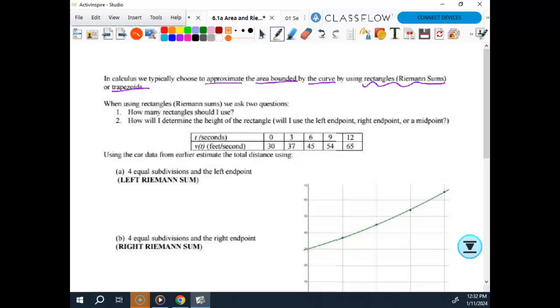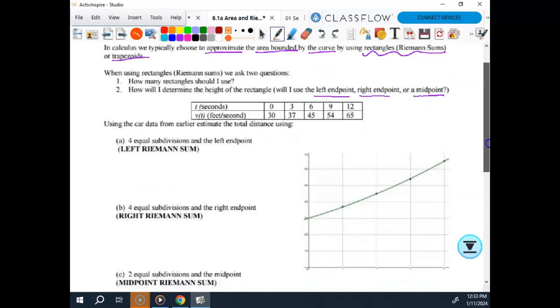Will I use left endpoint, right endpoint, or midpoint rectangles? So it's important that you know the differences here. It's also important that you understand how these will be graded so that you can get as many points as possible by showing your work, because there's usually multiple points, and it's the same points every single time.